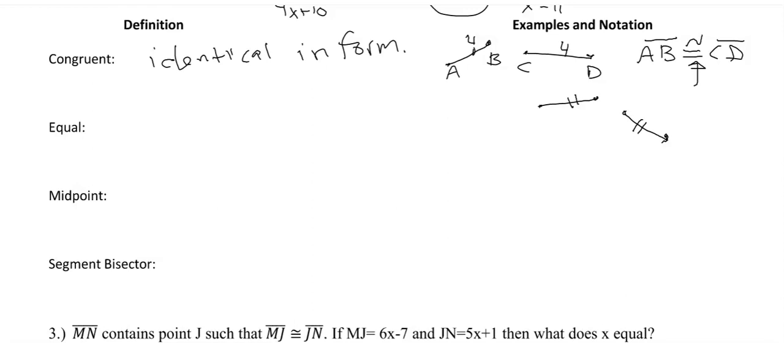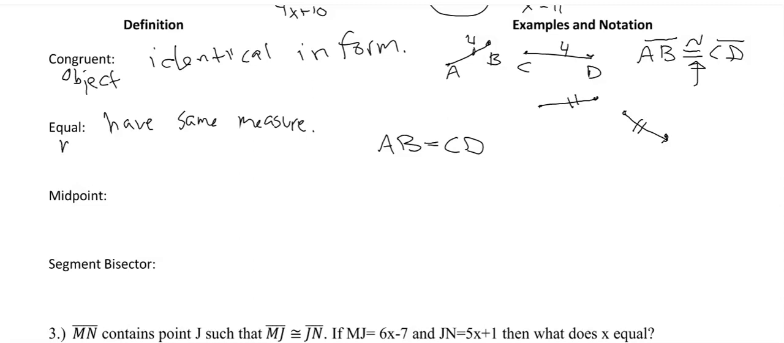Okay. Next, the word equal is the word we use when they have the same measure. And yes, I do realize I just said don't use the word same, but it's hard to do a description without using the word same. They have the same measure. So that means if you had this and those two things are congruent, you would say AB equals CD. This one you use for the actual object, and this is for a measure.